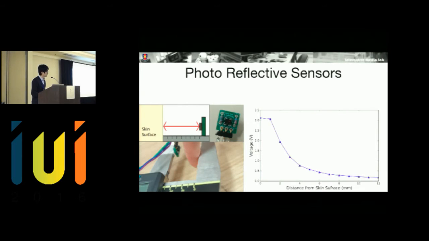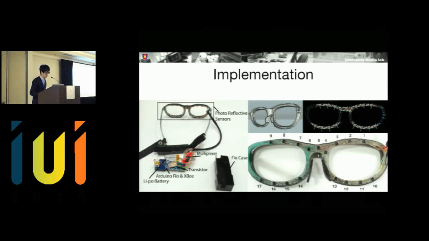We use IR reflective sensors, which consist of an IR LED and a phototransistor. At closer distances, the sensor shows a high resolution, like 0.2 millimeter, so it's like a proximity sensor. Now I'll talk about the implementation details.